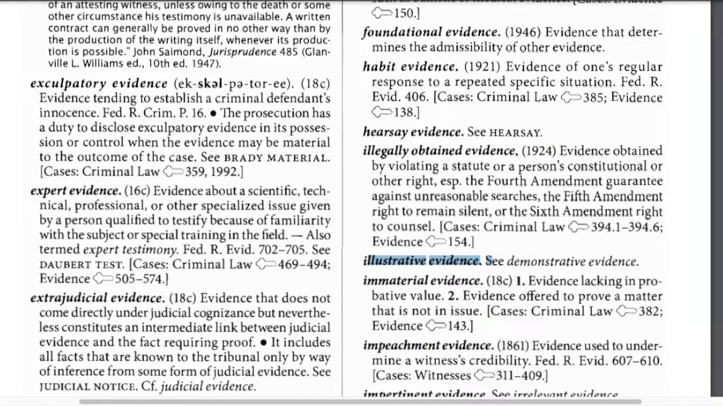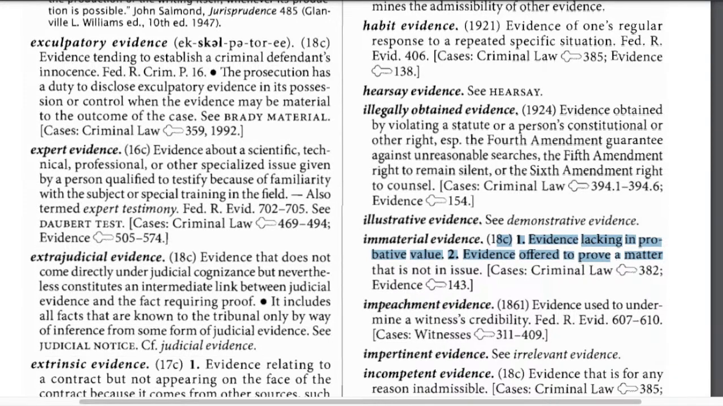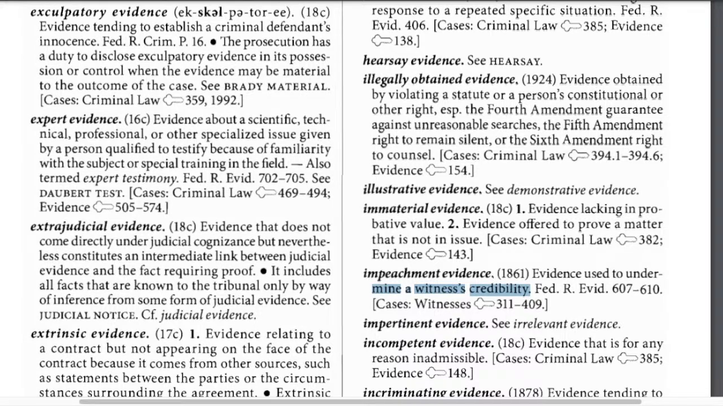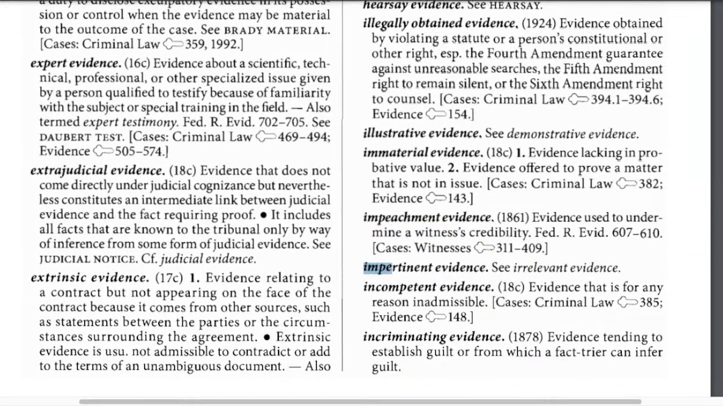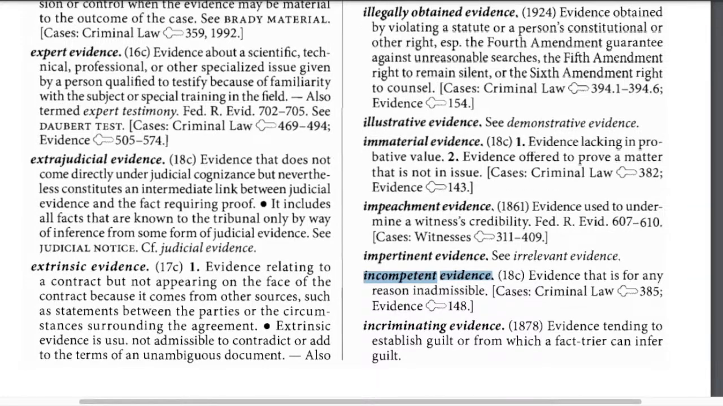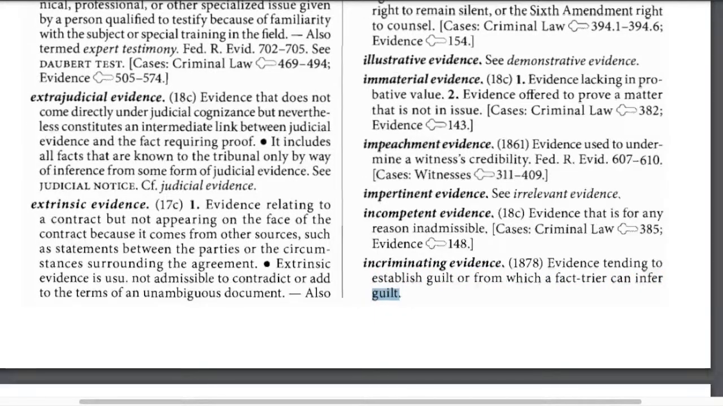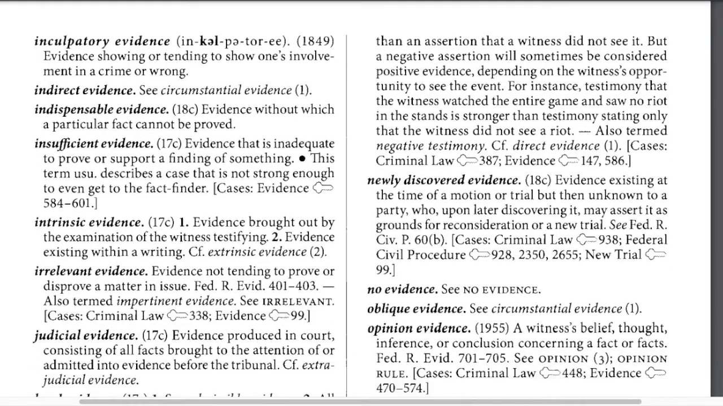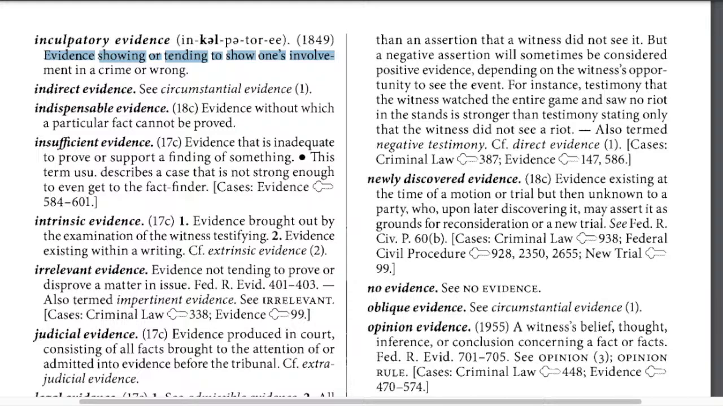Saw illustrative evidence. Immaterial evidence, 18th century: evidence lacking in probative value, or evidence offered to prove a matter that is not an issue. Then we have impeachment evidence, 1861: evidence used to undermine a witness's credibility, similar to the other word we saw there. Impertinent evidence, irrelevant; incompetent evidence, 18th century: evidence that is for any reason inadmissible. And incriminating evidence, 1878: evidence tending to establish guilt or from which a fact trier can infer guilt. Then there's inculpatory evidence, 1849: evidence showing or tending to show one's involvement in a crime or wrong.